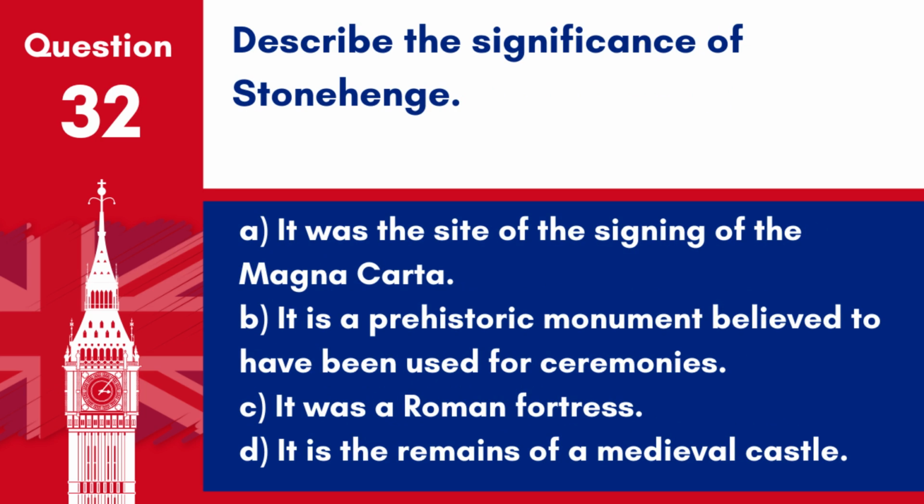Question 32. Describe the significance of Stonehenge. A. It was the site of the signing of the Magna Carta. B. It is a prehistoric monument believed to have been used for ceremonies. C. It was a Roman fortress. D. It is the remains of a medieval castle.